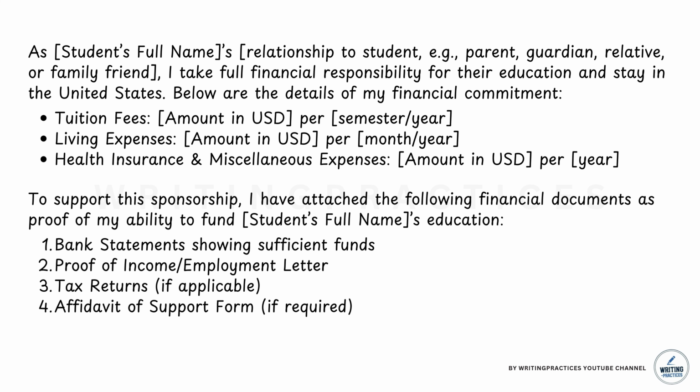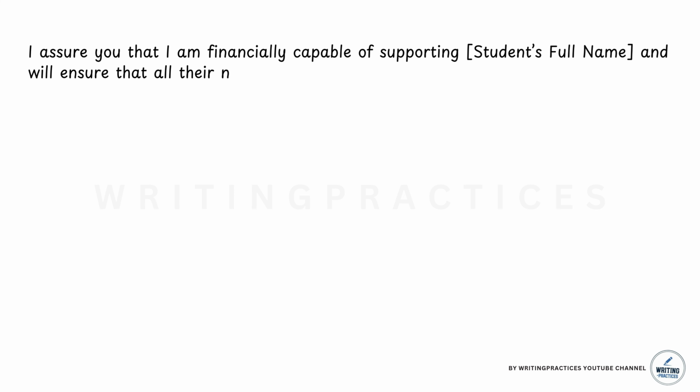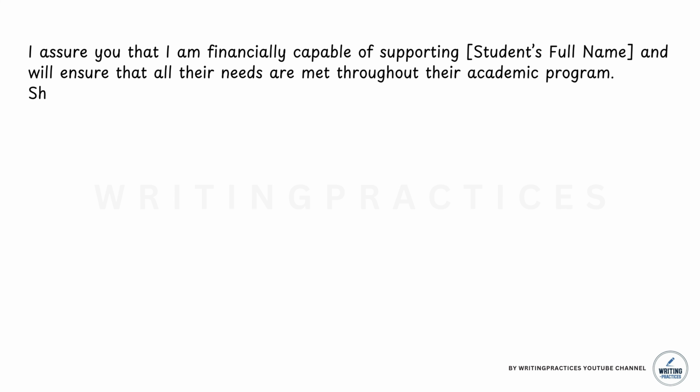Final assurance and contact information. Before closing the letter, the sponsor provides reassurance and offers to answer any further questions. Example: I assure you that I am financially capable of supporting student's full name and will ensure that all their needs are met throughout their academic program. Should you require any further information, please do not hesitate to contact me.